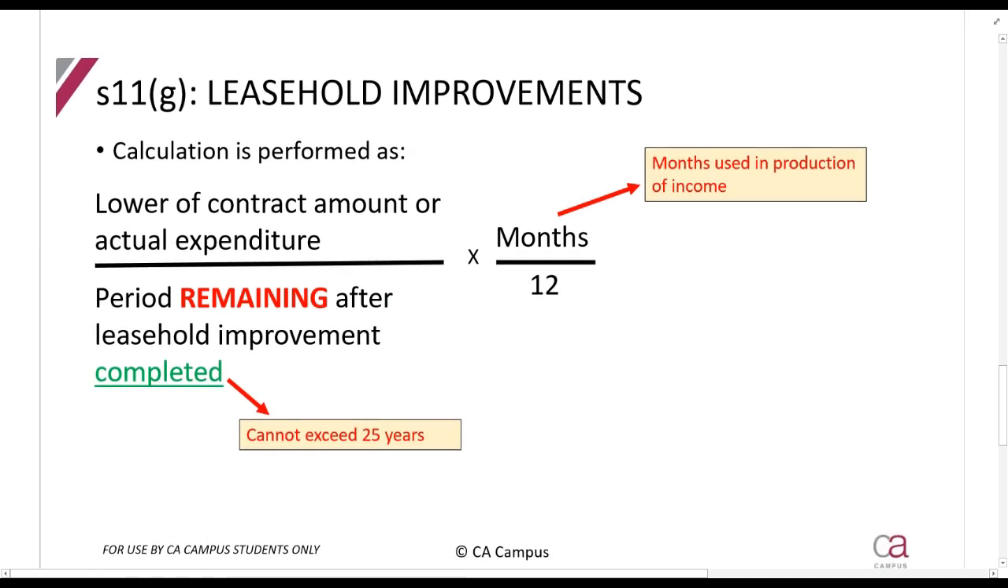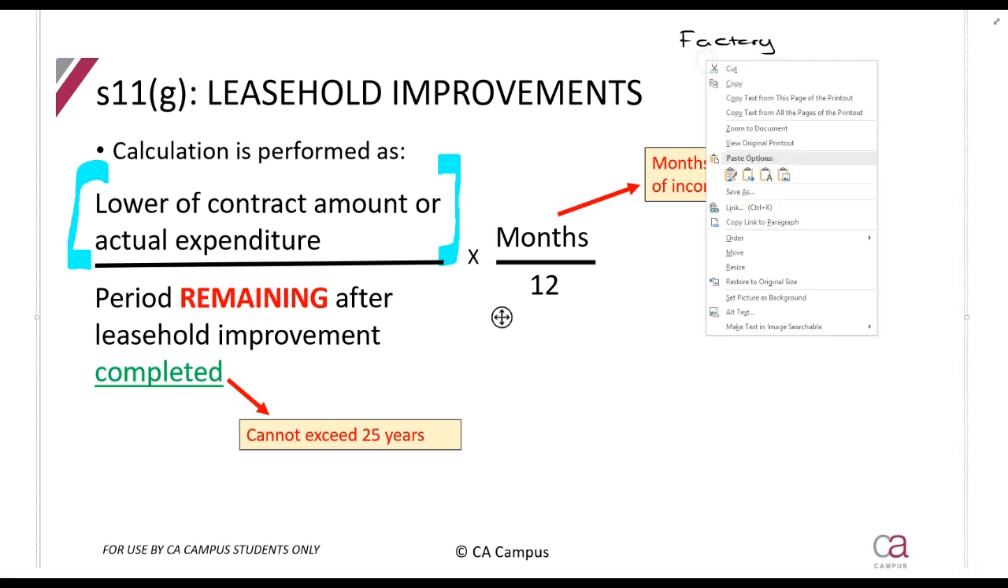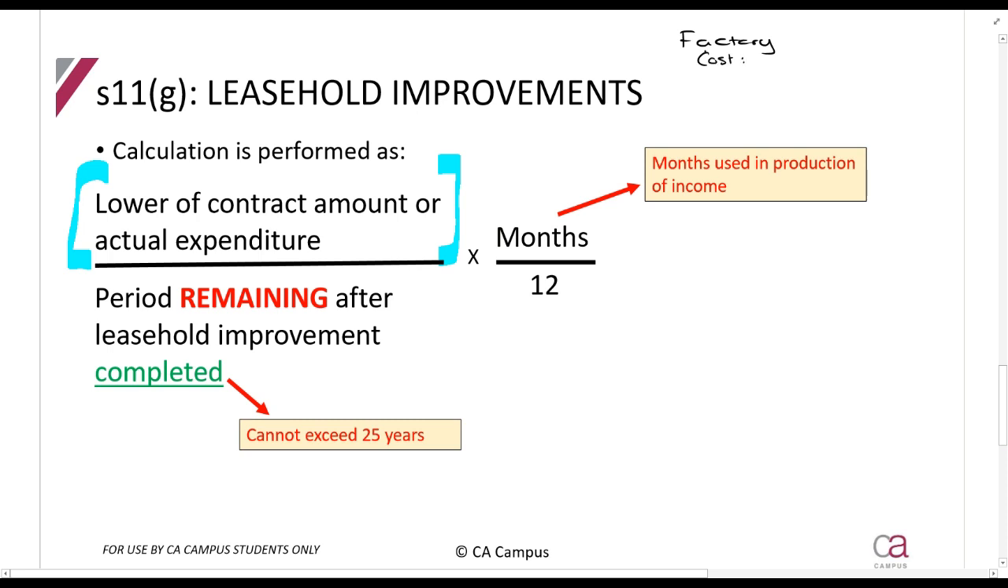When it gets to the leasehold improvement, the calculation is performed as follows. It's the lower of the amount stipulated in the contract or the actual expenditure. So if I tell you, you must erect a factory at a cost of R1,000,000, that's the contract cost, and the actual cost that you incur is 1.5 million rands, you will use the lower of those two amounts, which is the 1 million rands. For that excess amount, you can claim a section 13 allowance, which is the factory allowance, if you are erecting a factory. It does not apply to office buildings.